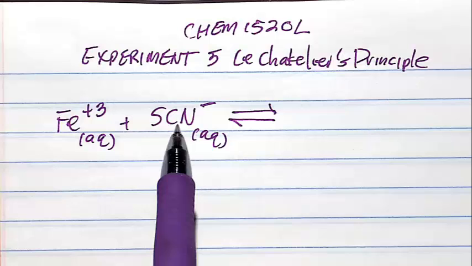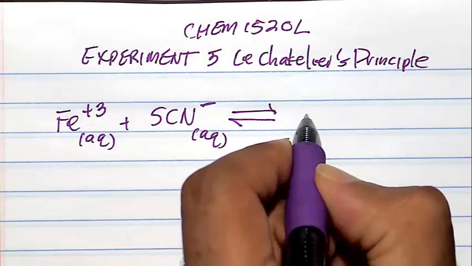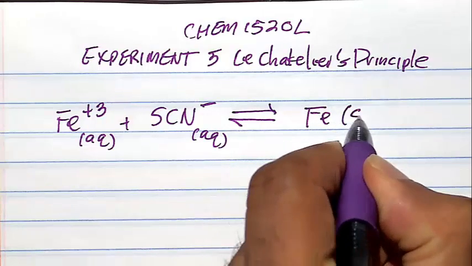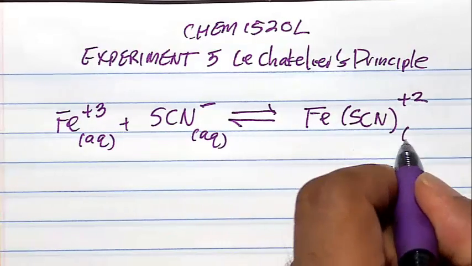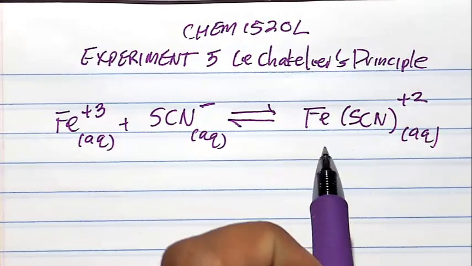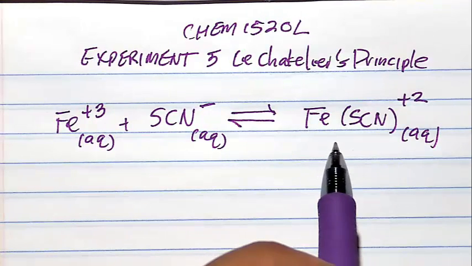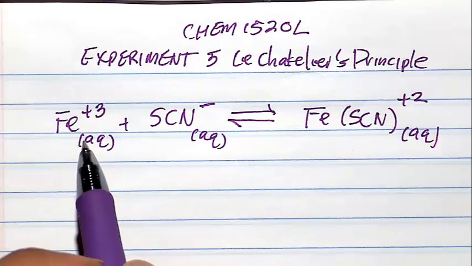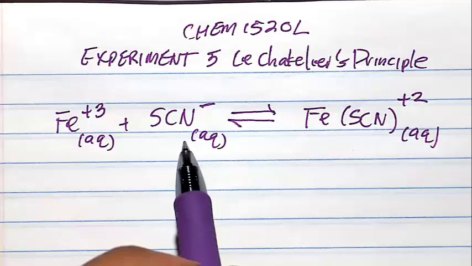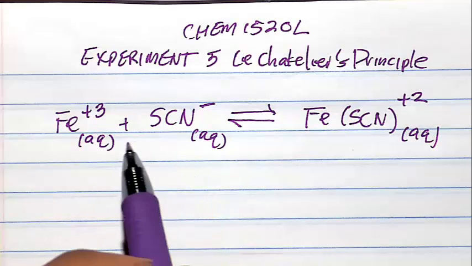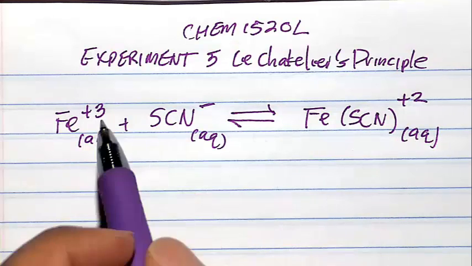So if I take some iron and thiocyanate ion, react them together, I'm going to get this complex iron thiocyanate, that has a +2 charge. This is what's known as a complex ion. But I won't get 100% formation of iron thiocyanate. So that is to say, not all the iron plus 3 ferric ion and not all the thiocyanate ion will react. Some of it will react, and some of it will remain unreacted. Hence, this is an equilibrium.